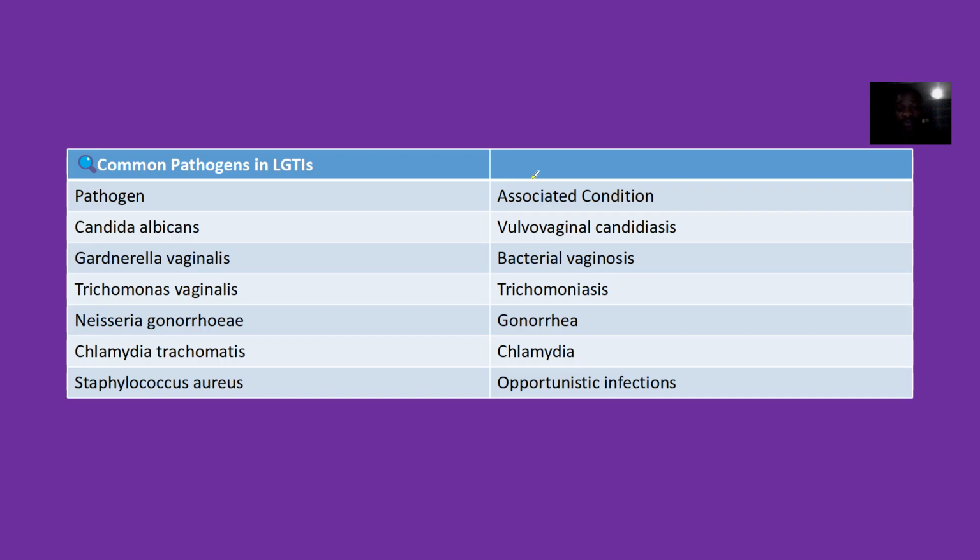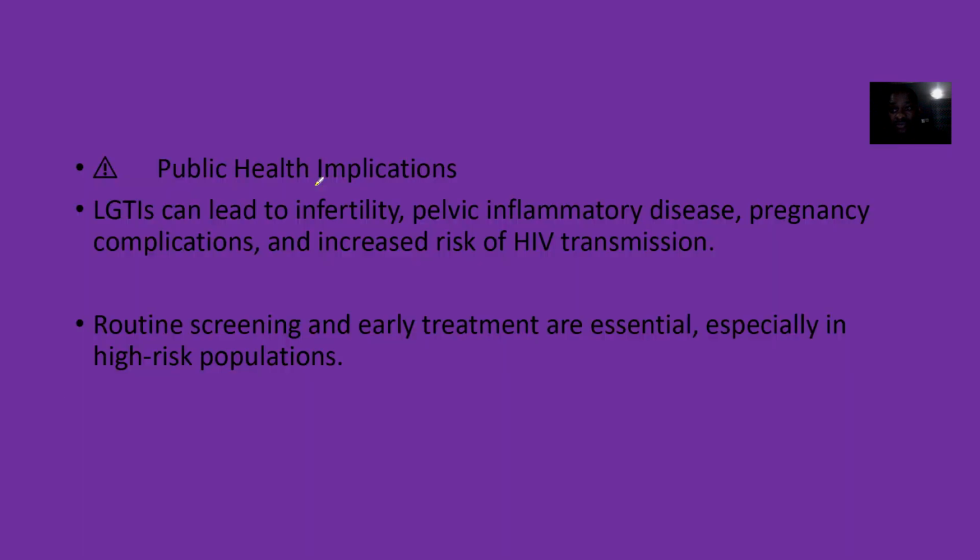So the common pathogens that we study related to lower genital tract infections, and the type of disease conditions they cause: Candida albicans, Candidiasis; Gardnerella vaginalis, BV, that's bacterial vaginosis; Trichomonas vaginalis, Trichomoniasis; Neisseria gonorrhea, Gonorrhea; Chlamydia trachomatis causes Chlamydia. Staphylococcus aureus will basically strike when your immune system is no longer competent.